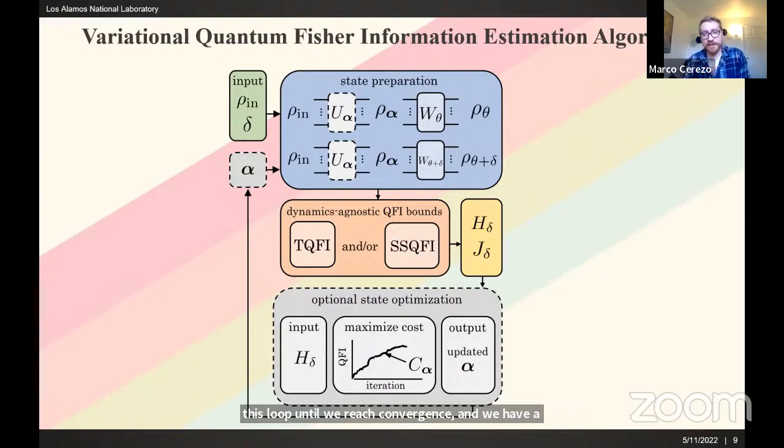What's really nice about this is that we don't need to know a lot of information. For instance, how the parameter is encoded into my state can be a black box. I do not require this information to be able to prepare a good quantum state for quantum sensing. And this is a non-trivial statement, right?